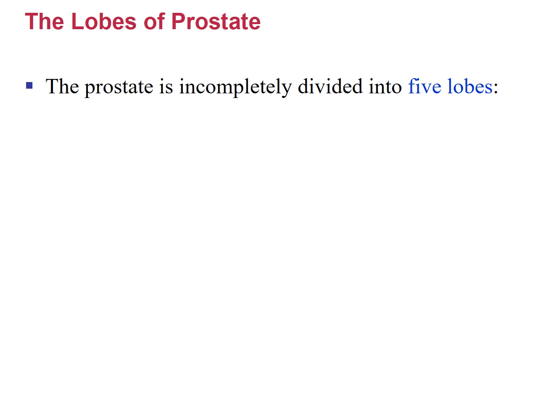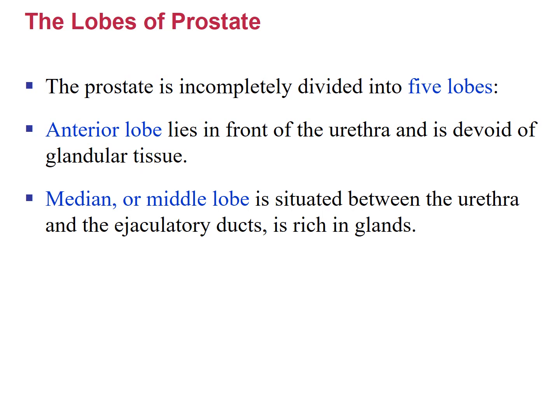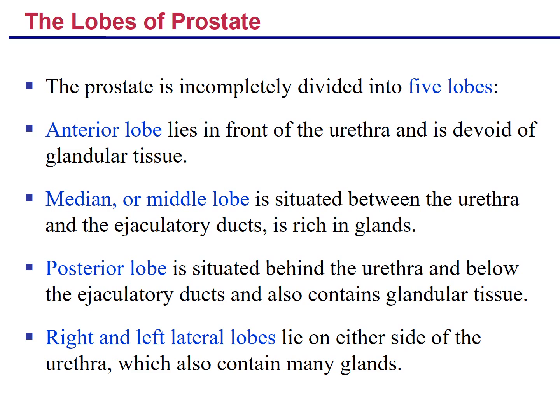The prostate is incompletely divided into five lobes. The anterior lobe lies in front of the urethra and is devoid of glandular tissue. The median or middle lobe is situated between the urethra and the ejaculatory duct, which is rich in glands. The posterior lobe is situated behind the urethra and below the ejaculatory duct, and also contains glandular tissue. The right and left lateral lobes lie on either side of the urethra, which also contain many glands.